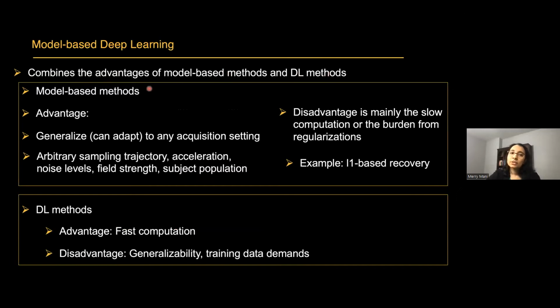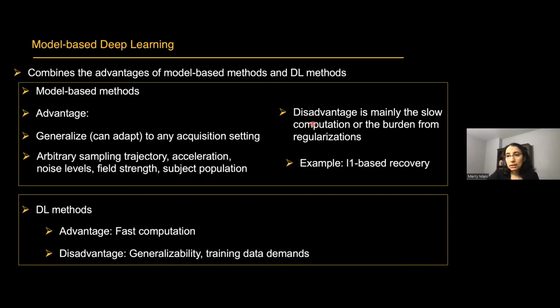deep learning methods. In model-based methods, the main advantage is that the method can be generalized to any acquisition setting. We take into account the acquisition physics in our reconstruction, so that if we want to modify our reconstruction for a new setting, we simply need to modify our encoding operator, and then we can adjust that to any acquisition setting. If we want to change the sampling pattern, the amount of acceleration, noise levels, any of these things, model-based reconstructions can be easily adapted to any of these settings.